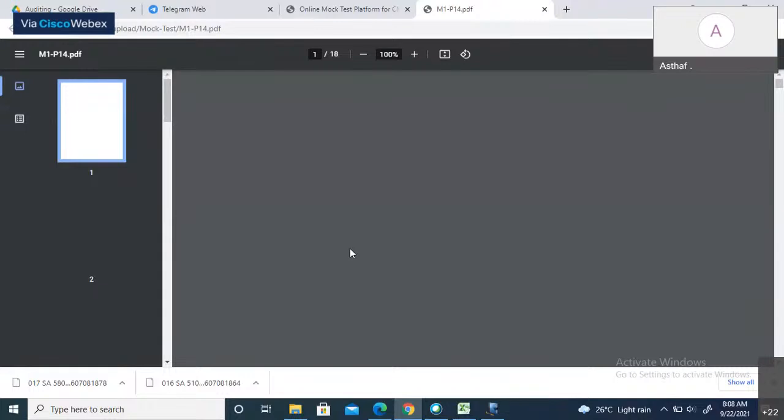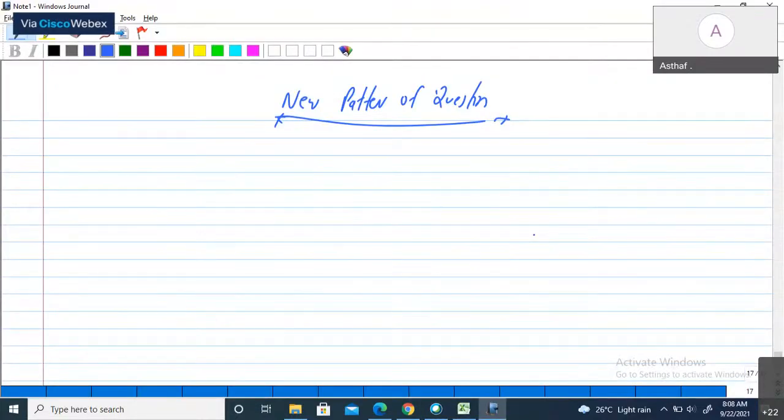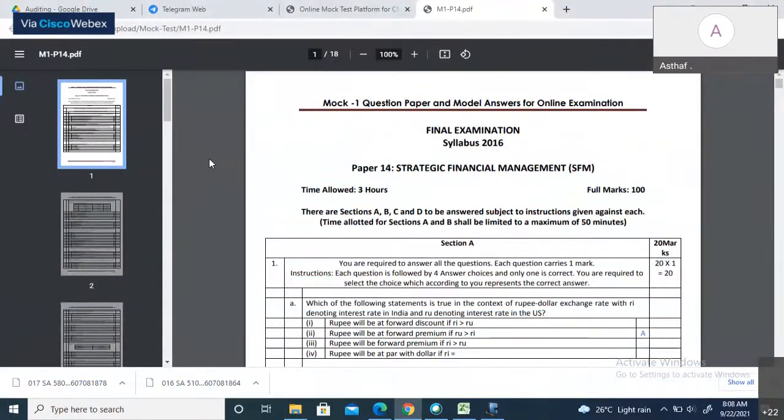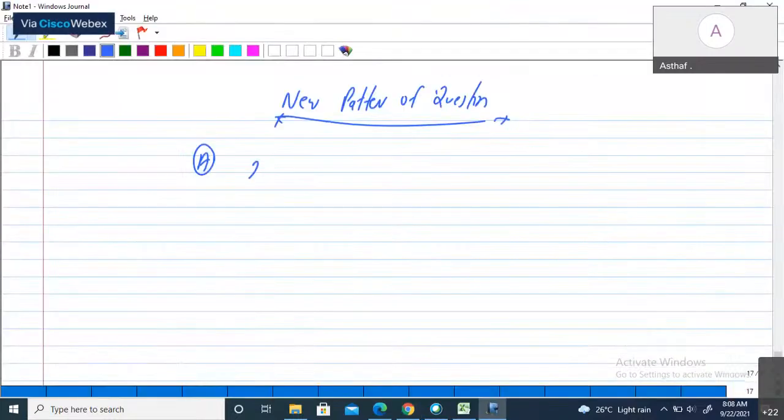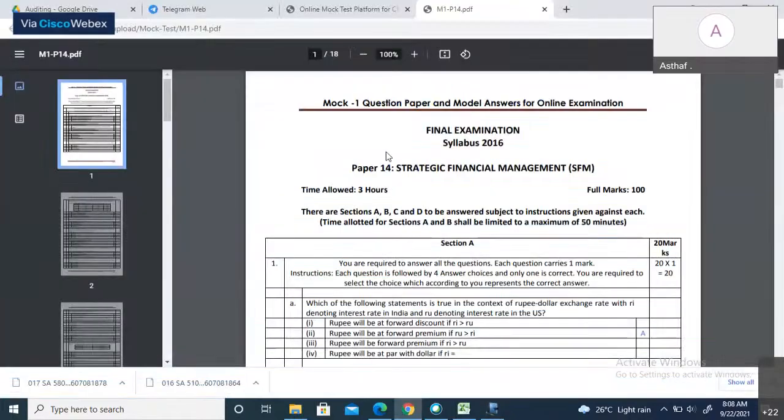Now let's see. I told you in the first session also, 40 marks are coming as MCQ. See how they have classified it. You have to learn that exam pattern. First is section A. In section A, you have 20 marks. This entire 20 marks is MCQ only.